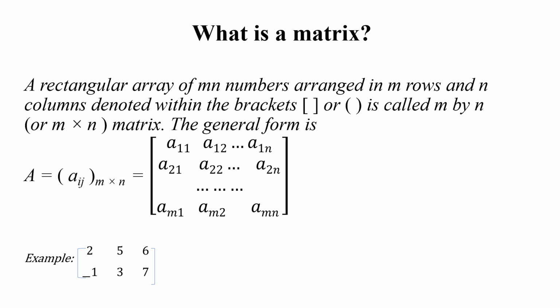Here I have given an example which contains 2 rows and 3 columns. These are the elements. This is A11, this 5 is A12, 6 is A13. Second one A21, and then second row and second column, second row and third column.